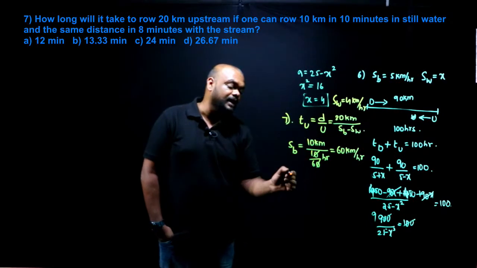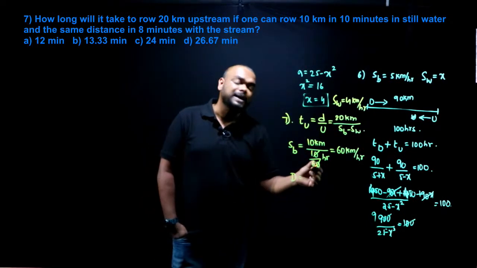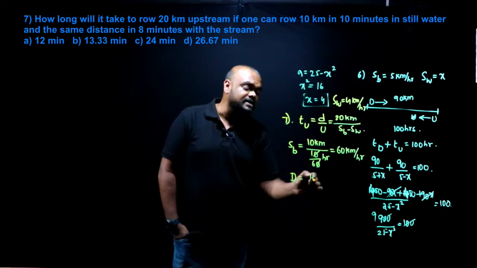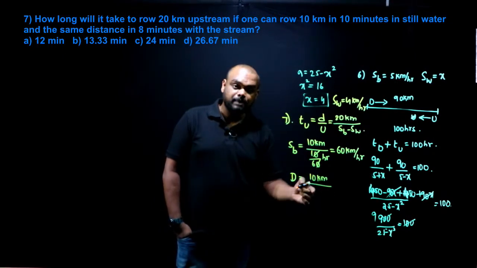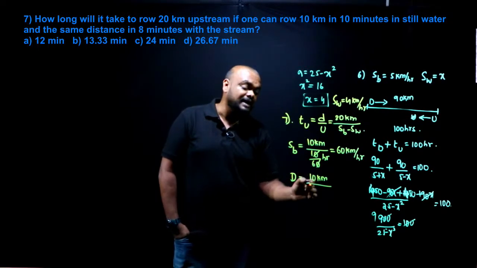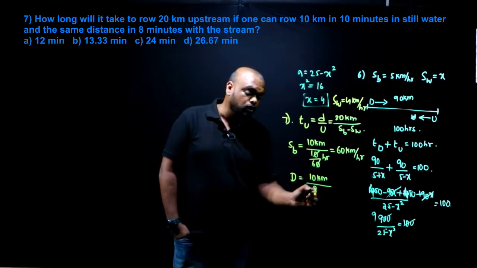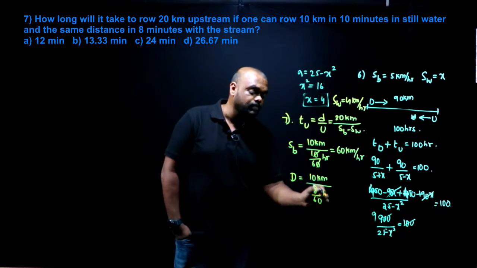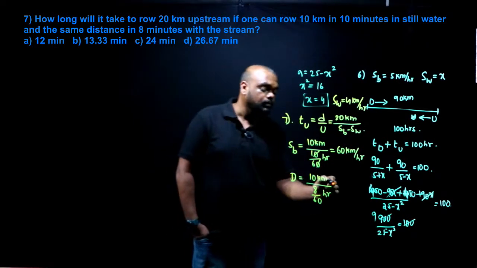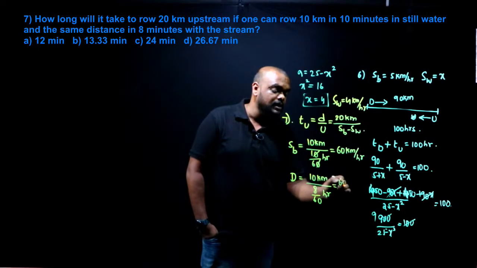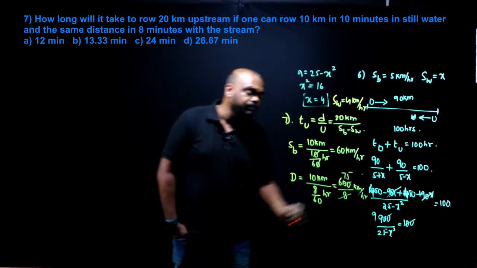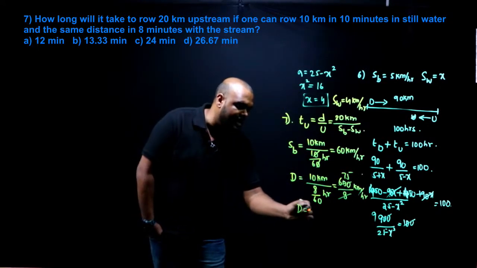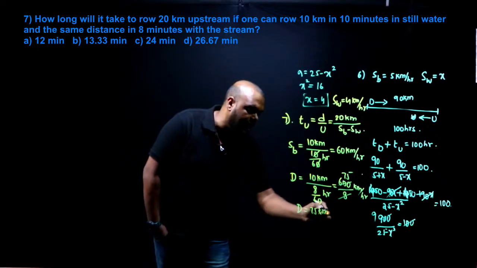That means we can calculate downstream speed. Again, downstream speed is distance divided by time taken. Same distance, that is 10 kilometers, and the time taken is 8 minutes. Converted into hours, that is 8 by 60 hours. So 60 goes to the numerator, 600 by 8 kilometer per hour. So 8 into 75, I'll get downstream speed as 75 kilometer per hour.